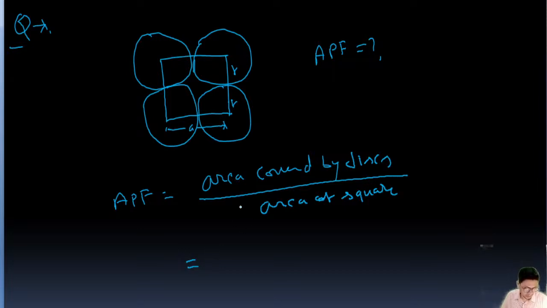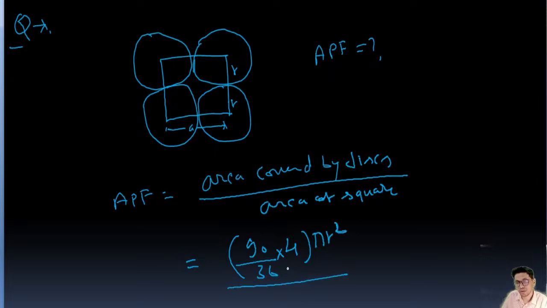So the area covered, we'll find out, we know, right? The angle is 90 degrees. So 90 upon 360 total angle, right? There are 4 atoms into 4, right? This is the effective number. Okay, so effective number into pi r square upon the area of the square, that is a square. And the a square value, since a equal to 2r from the figure, it's clearly seen, right? So a equal to 2r, so a square equal to 4r square.